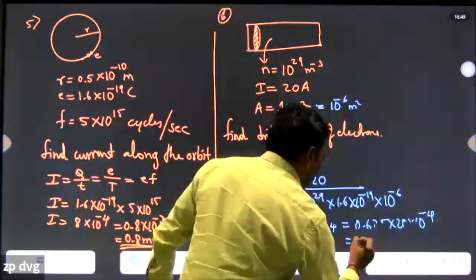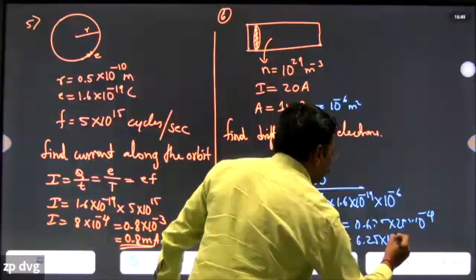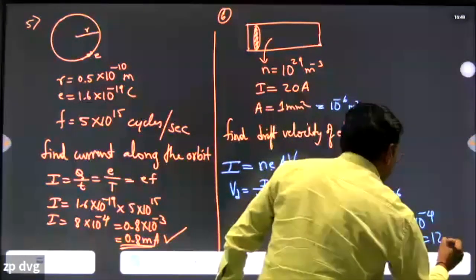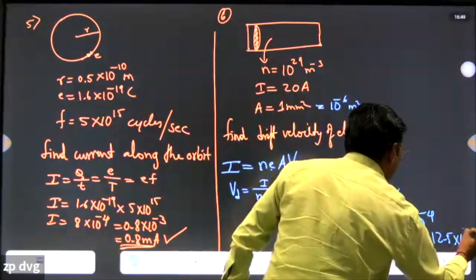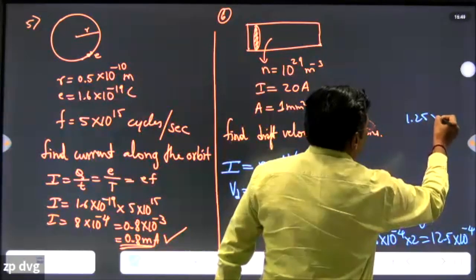Right, simplifying this, you see, this is 6.25 into 10 power minus 4 into 2. So the answer is 12.5 into 10 power minus 4. The final answer can be written as 1.25 milliamperes.